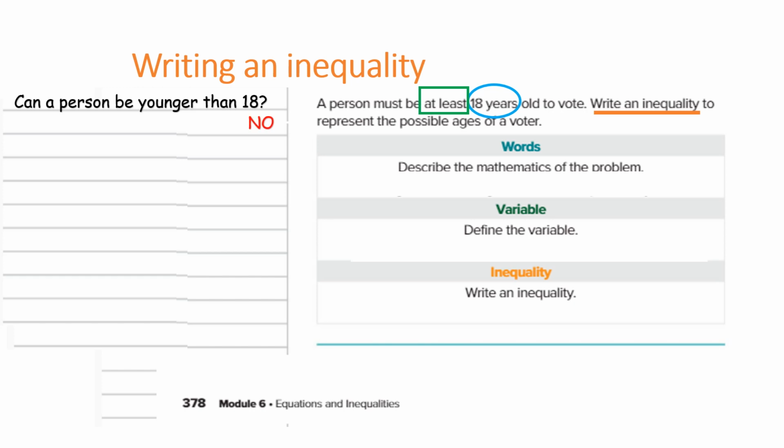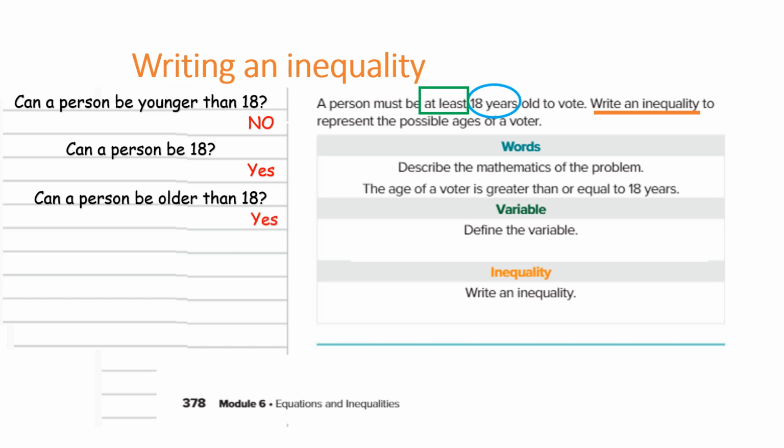No, right? It's impossible. The youngest that we can go is 18. So can a person be 18? Well, a person must be at least 18. So that terminology says, yes, they could be 18. So I know I have an answer that it's equal to, but can a person then be older than 18? Yeah, and that's what it's saying. 18 is the lowest that we can go.